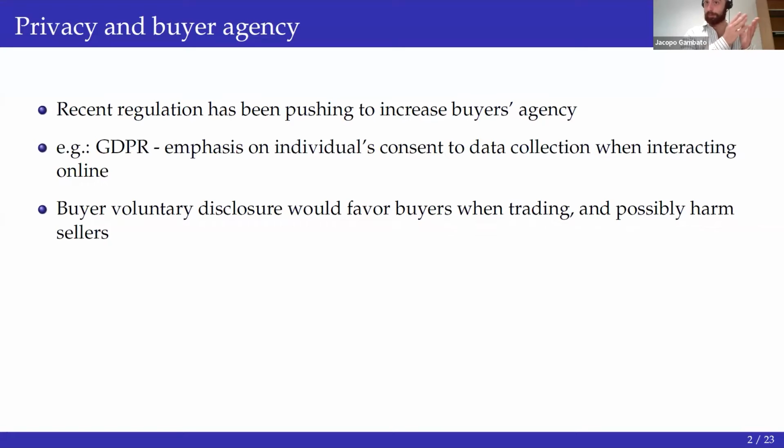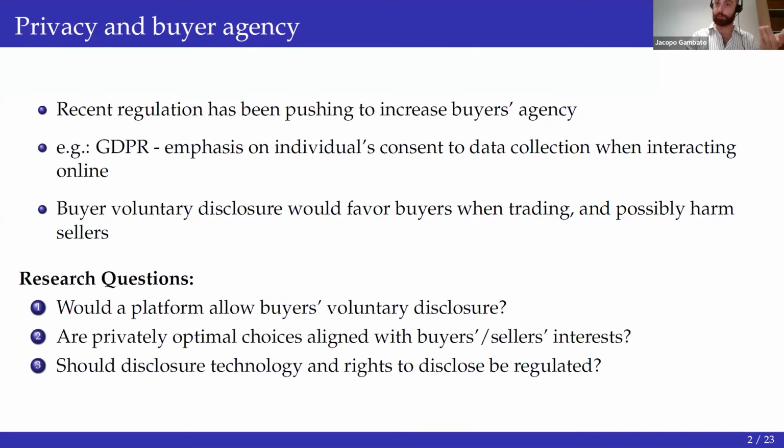And again, from the work by Ali, Lewis, and Wasserman, we know that buyers that disclose their information voluntarily would do so in a way that favors them when trading and potentially harms sellers. So with all this in mind, we want to understand how all these things mesh together and interact when we talk about a platform environment.